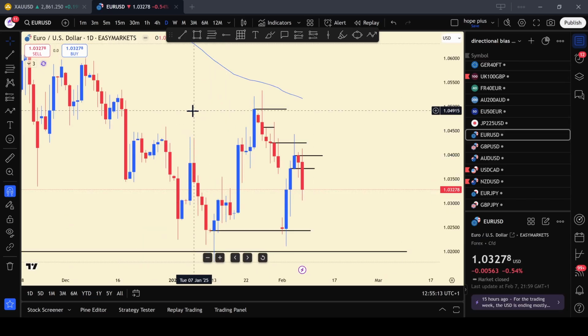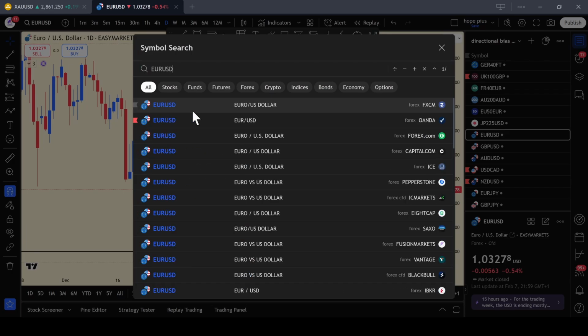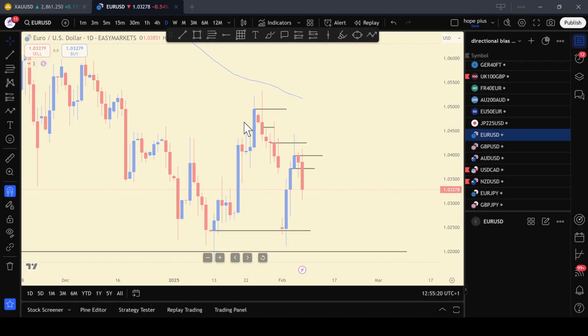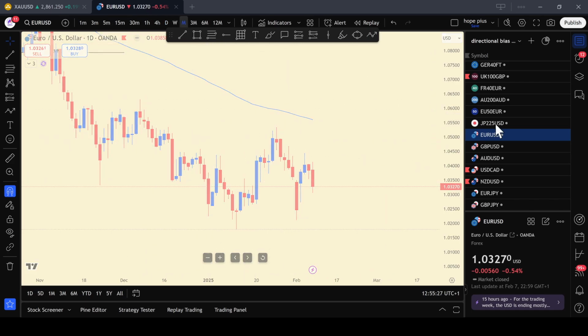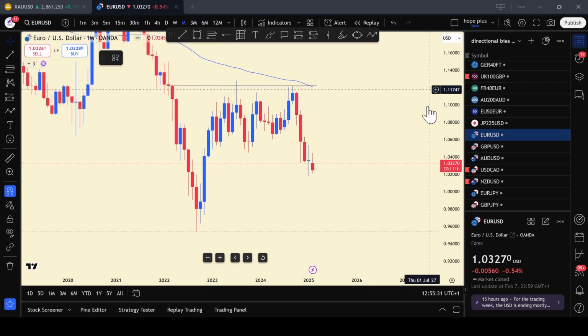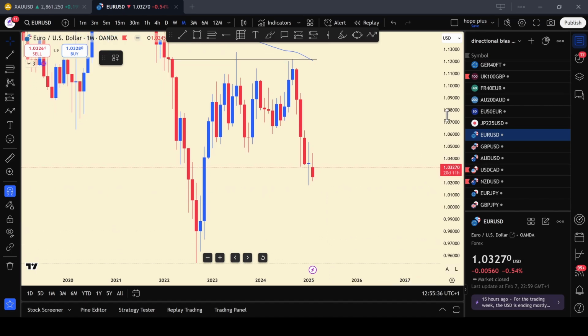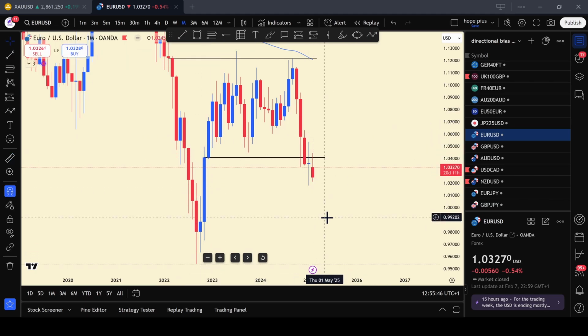I'll prefer to use Rwanda. Okay, so this is Rwanda. The same thing we do, we look at the big picture, the monthly time frame. As you can see, we are heavily bearish on this pair. We broke the last support here, and we retested it twice and then pushed lower.